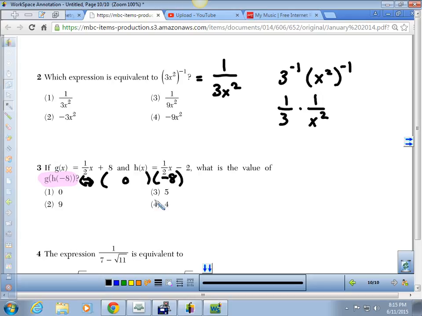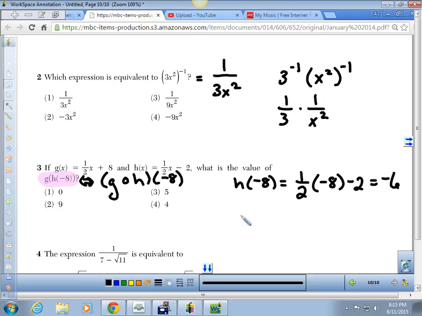Now, how do we read that circle? Follows. What follows what? G follows H or H follows G? G follows H. It's the same thing there. So we need to evaluate H at negative 8. What does that mean right there, folks? How do I evaluate H at negative 8? Substitute in negative 8. 1/2 of negative 8 minus 2. What's half of negative 8? Minus 2 more? Negative 6.